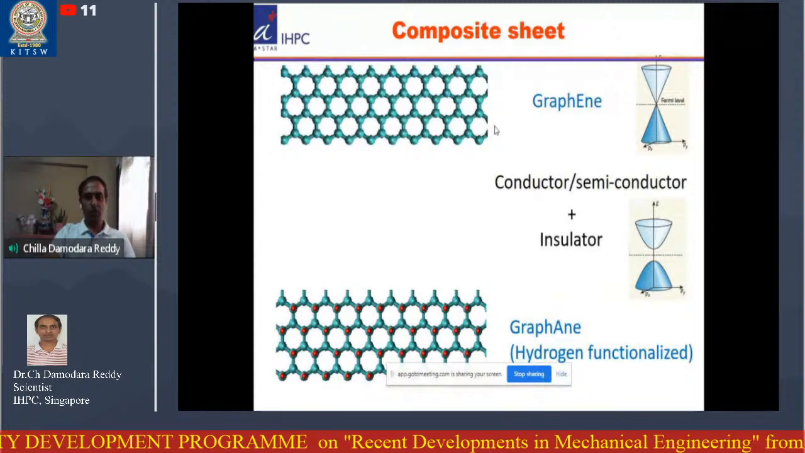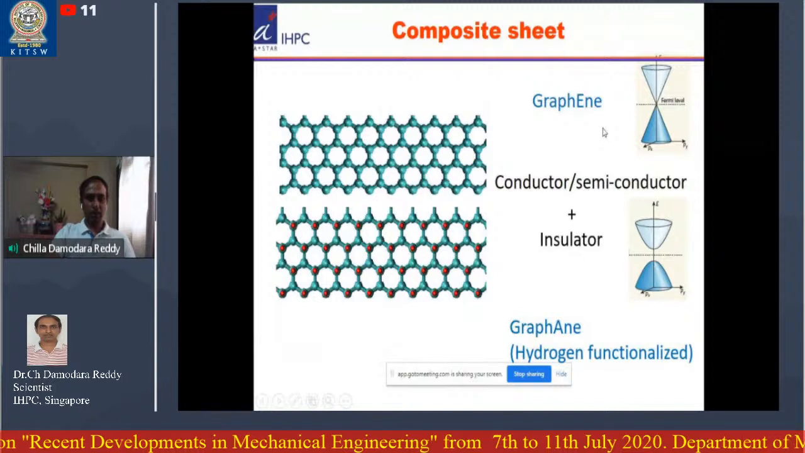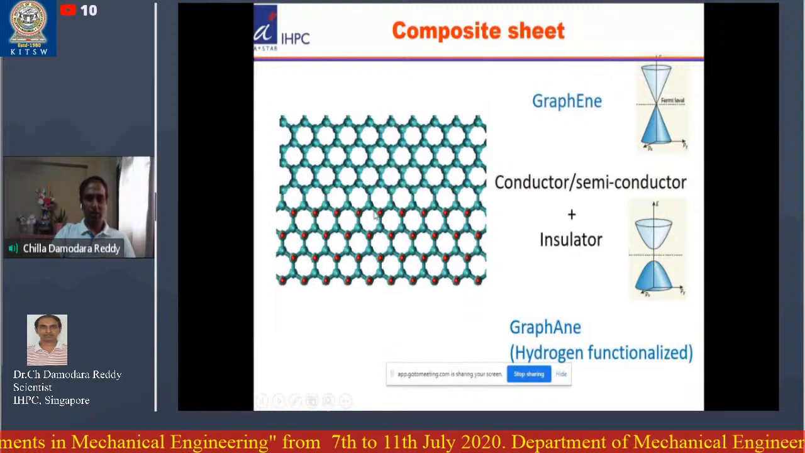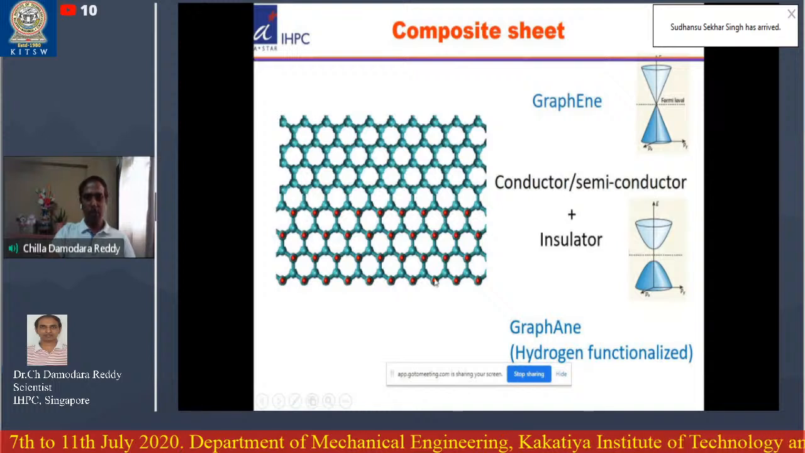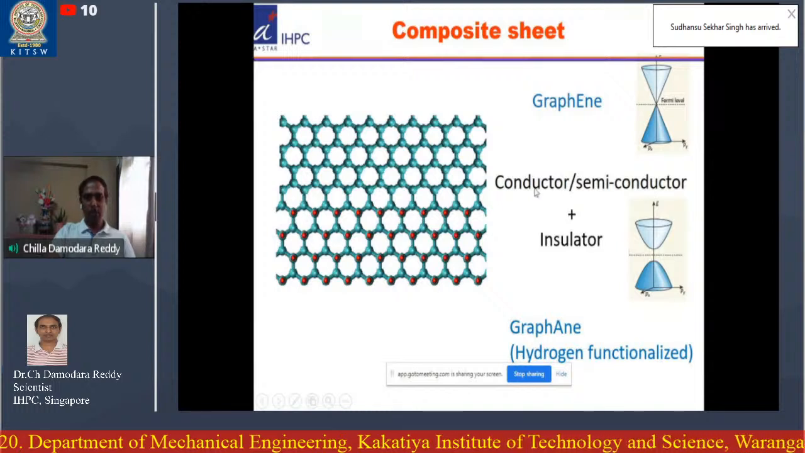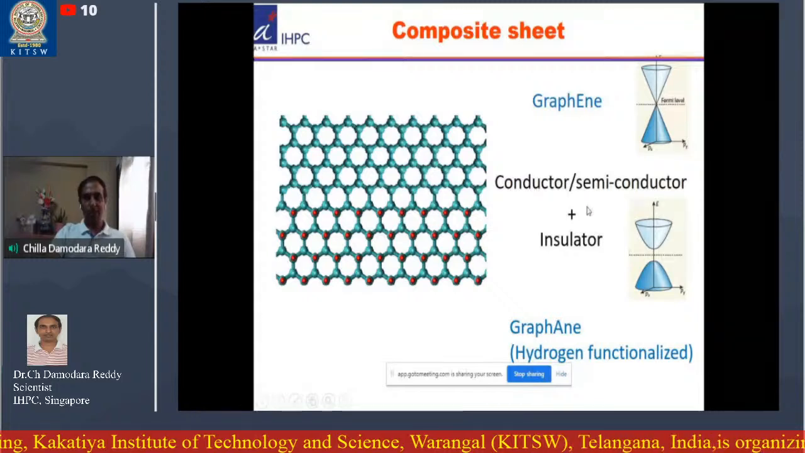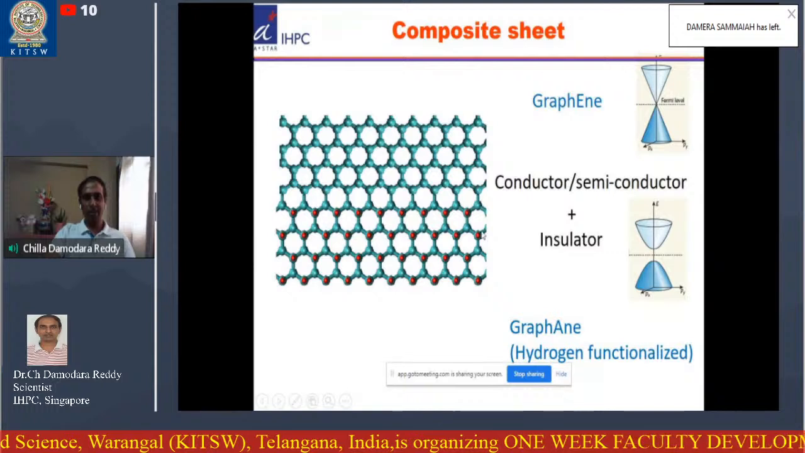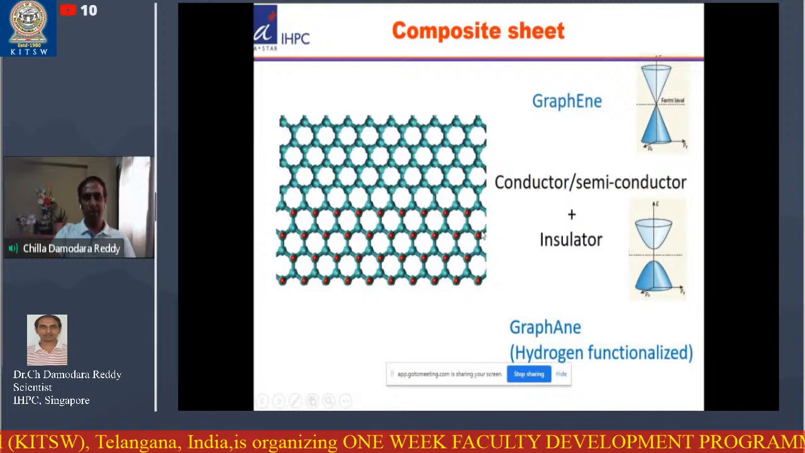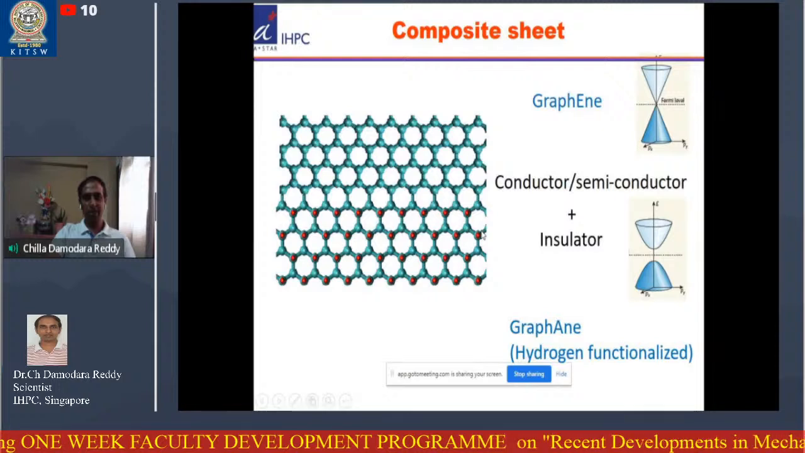This is the technique generally people use. Here I showed that this is the pure graphene and this red dot says hydrogen is stuck to the graphene sheet. So it's like a conductor or semiconductor plus insulator. If you take the entire sheet, this is the conducting part and this is the insulating part. So you have the advantage that, without a joining technique, we can use it for multi-purpose applications.